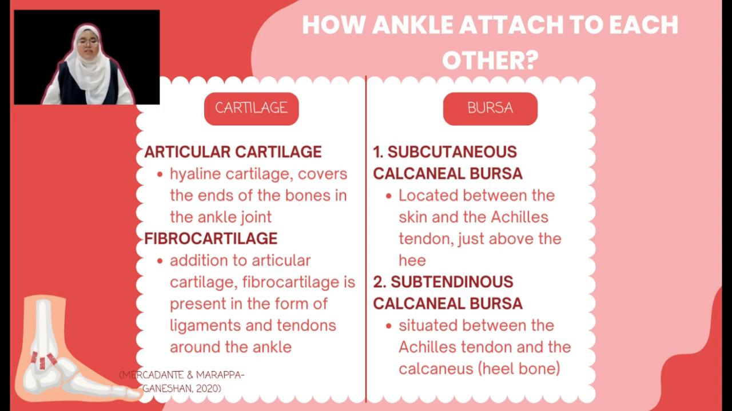Next, we move on to the last part, which is the bursa. So there are a couple of bursae. The first one will be the subcutaneous calcaneal bursa. It's located between the skin and the Achilles tendon, just above the heel. Next is the subtendinous calcaneal bursa, which is situated between the Achilles tendon and the calcaneus, which is the heel bone.